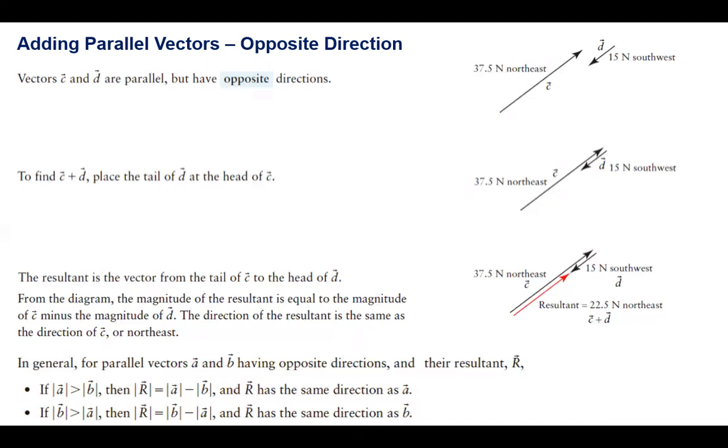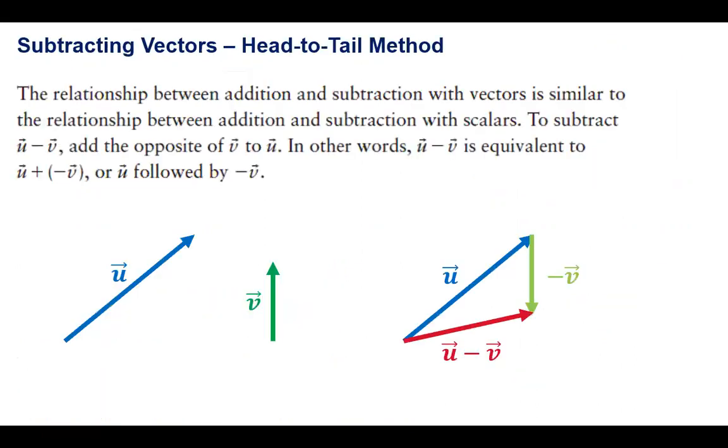Okay, so far we have talked about the rule for adding vectors, right? So next, let's have a look at the rule for subtracting vectors. Well, actually, you can consider subtracting vectors as adding a negative vector, right? So first of all, let's have a look at the head-to-tail method. The relationship between addition and subtraction with vectors is similar to the relationship between addition and subtraction with scalars.